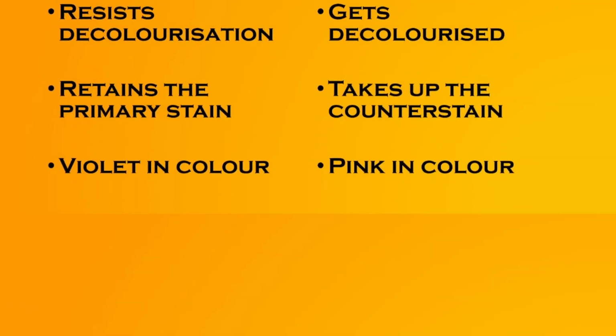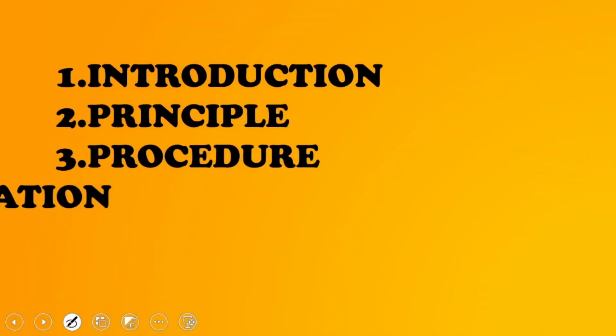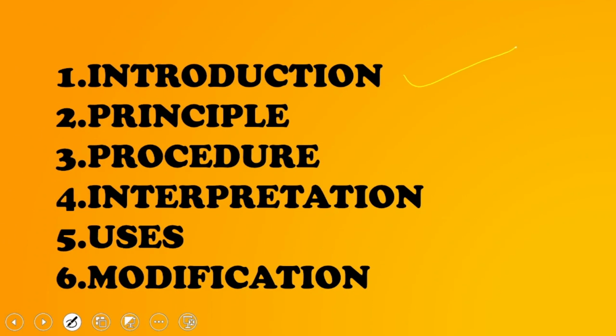Let's jump towards the next important segment. So done with the introduction, the principle, the procedure, the interpretation, the uses are the next important segment we're going to discuss, and at the end modification. So talking about uses, what is the main use of a gram stain? Definitely to differentiate between gram positive and gram negative organisms, we are using the gram stain, right?